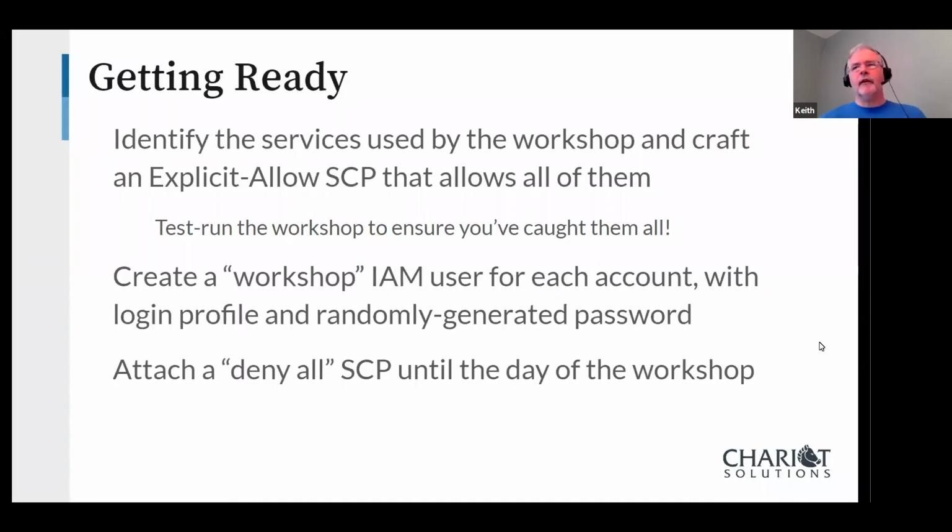The first phase is getting ready for your workshop. And this is a case where the service control policy should explicitly allow only the services that the workshop needs. If you don't need to start EC2 instances, don't give them an allow all policy and remember to block EC2 instances. Just give them an explicit allow on EC2. And a little hint, test run the workshop, make sure you've got all the permissions right, unless your permissions expert is on hand to look over people's shoulders and figure out what's missing.